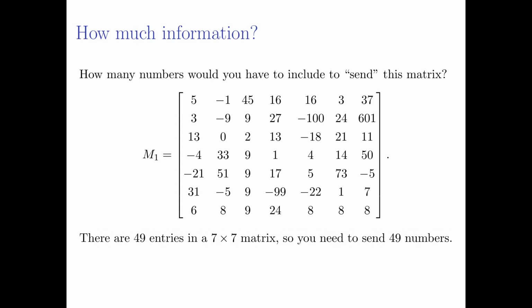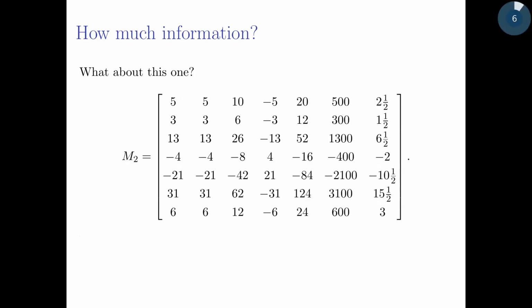So this matrix has 49 pieces of information you'd have to communicate, okay? Now, let's take a look at this matrix, M2, also 7 by 7. And I ask you, how much would you have to say over the internet to your friend who you wanted to communicate this matrix to? If you said 49 entries again, because it's 7 by 7 again, look at it again.